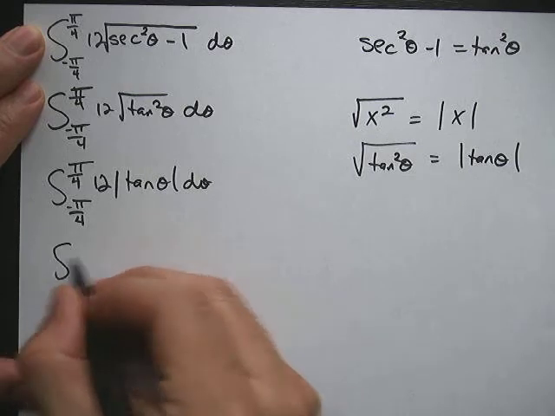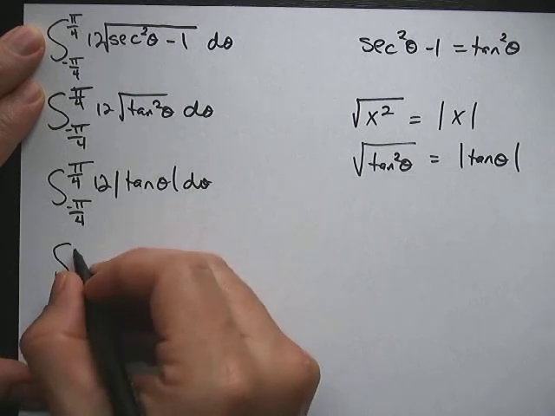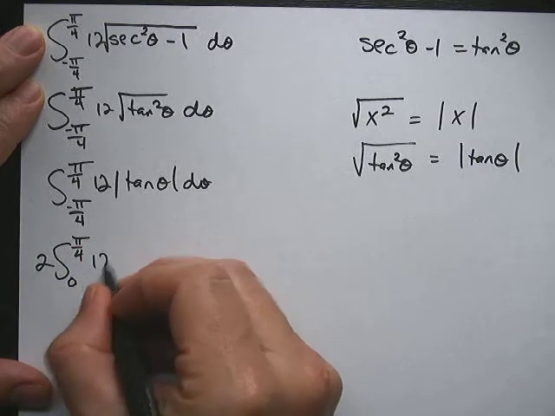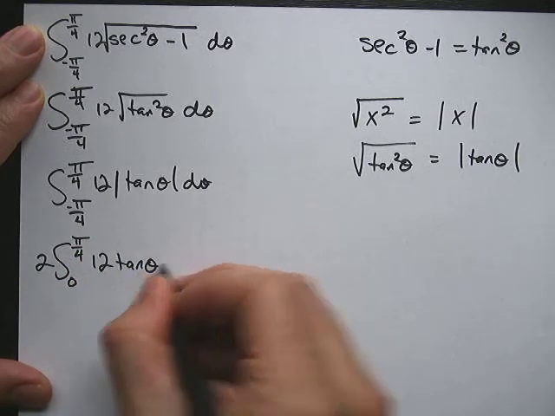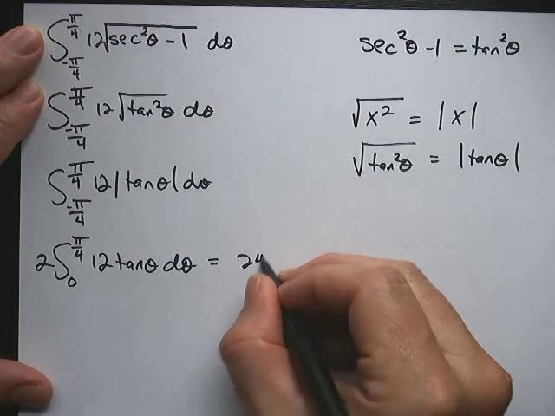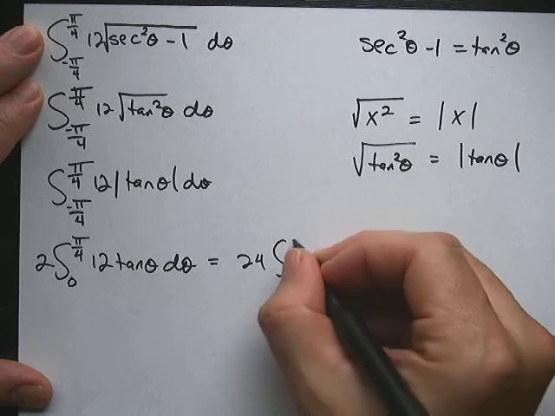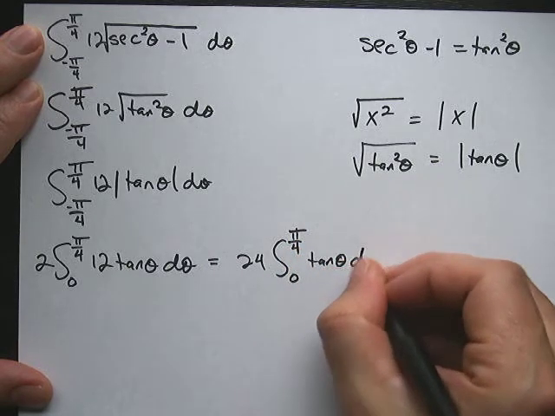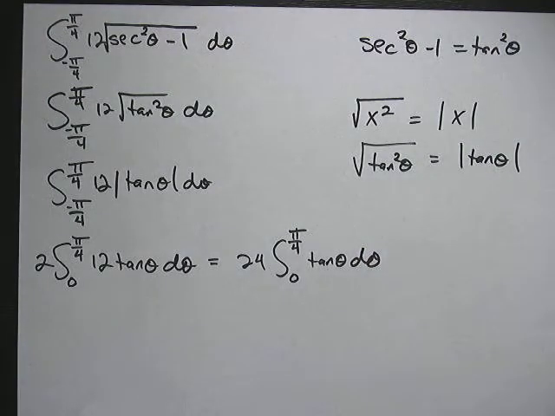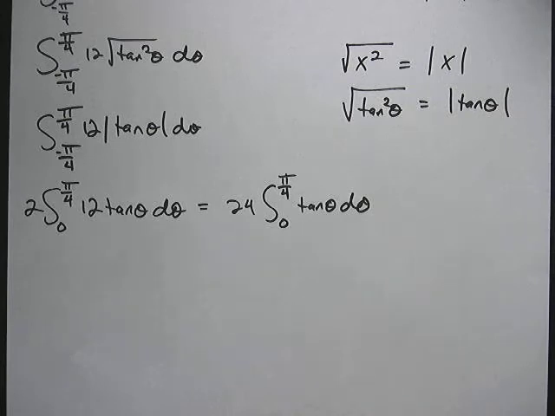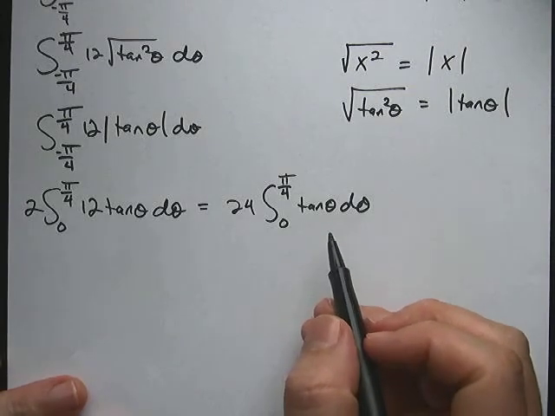So instead of negative pi over 4 to pi over 4, I'm going to go from 0 to pi over 4. I'm going to multiply by 2. I still have a 12 tangent theta d theta here. Of course, that means 12 times 2 is 24. So I have 24 from 0 to pi over 4 of tangent theta d theta. Okay, that takes care of the absolute value. We use symmetry on the graph to get rid of it. Okay, so let's go ahead and take the antiderivative so we can do this integral.